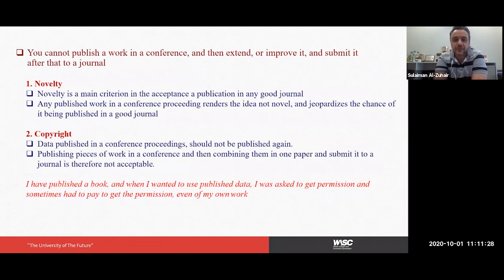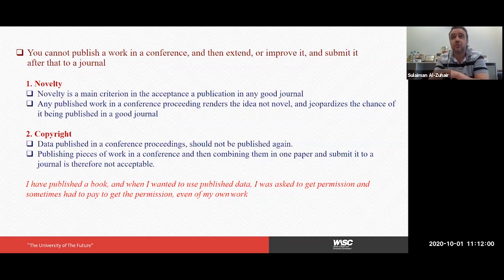So you cannot publish a work in a conference and then extend it or improve it and submit it again for a journal. Some people I've spoken to say, we publish a paper in a conference, then we expand it or we build on it, and then we publish it in a journal. I think that's a bad idea for two reasons. The first and most important one is the novelty. Novelty, and I'll touch on that soon. Novelty is the main criterion, if not the only criterion, for acceptance for publication in a journal.